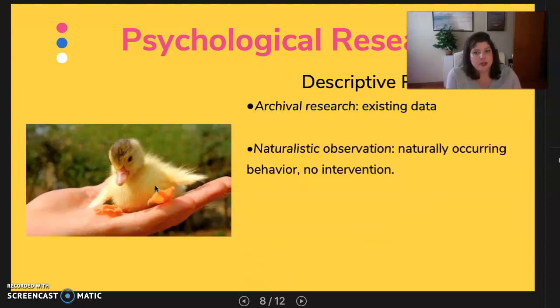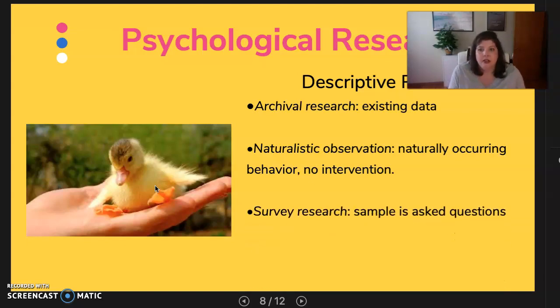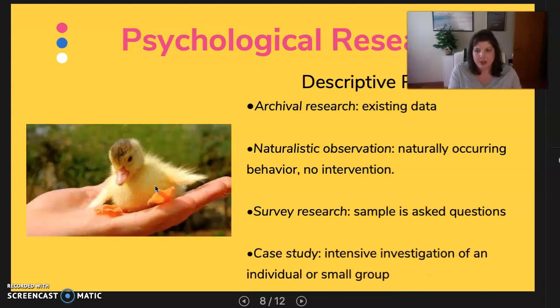A naturalistic observation is where you observe behavior or something that is happening in the world. And the key with naturalistic observation is that you are not intervening in any way. So you are not manipulating anything. All you are doing is observing. Survey research, this is probably what everybody's most familiar with. Lots of different surveys out there, and you have a sample and you can collect surveys in many different ways these days.